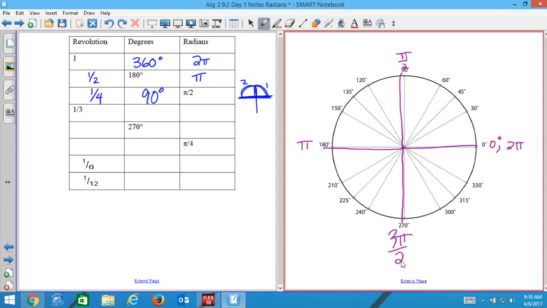So we're talking 1/3 around the entire circle.